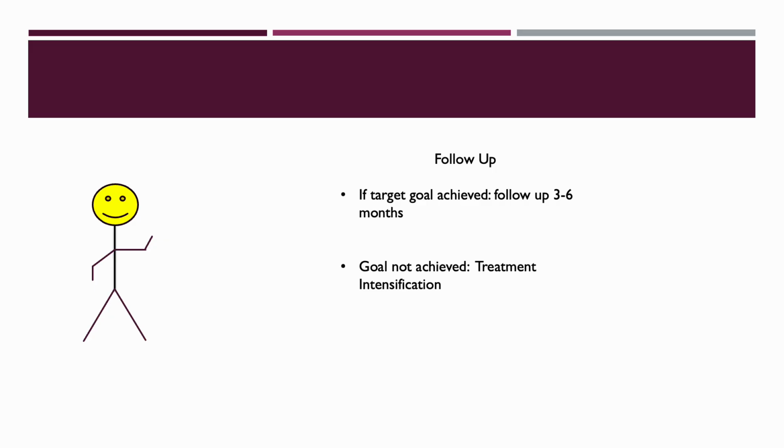So at follow-up, you will again check the blood pressure, whether it is at the target goal or not. If the target goal is achieved, then you can call the patient for follow-up every 3 to 6 months. If the goal is not achieved, then treatment intensification and again follow-up every 2 to 4 weeks.